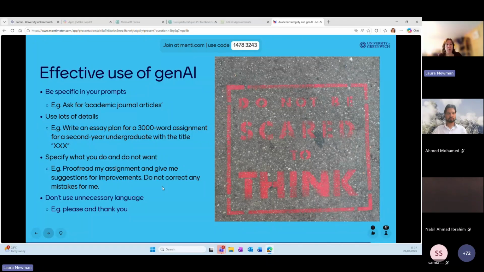So I want you to proofread my assignment, but I don't want you to correct any mistakes. I want you to just point them out, because again, like we said, the AI should not be rewriting things for them, right? And then it sounds really simple, and also kind of rude, but don't use unnecessary language. So don't say please, don't say thank you, because every extra word you put into the AI is worse for the environment, essentially.